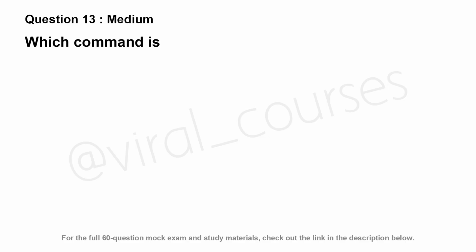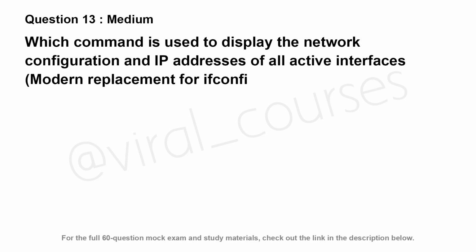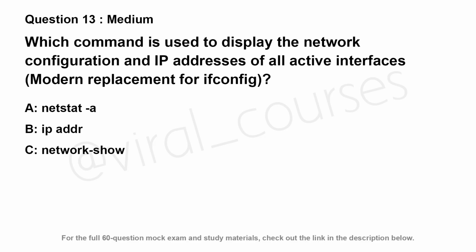Which command is used to display the network configuration and IP addresses of all active interfaces? Modern replacement for ifconfig. Option A, netstat -a. Option B, ip addr. Option C, network show. Option D, route -n.